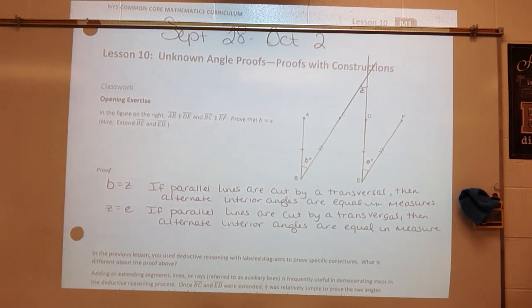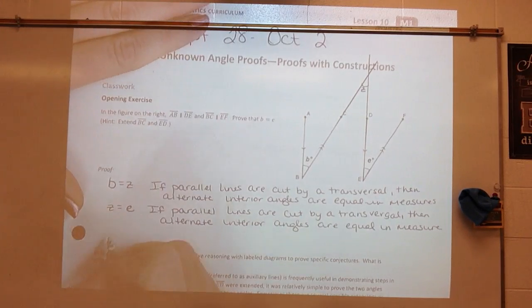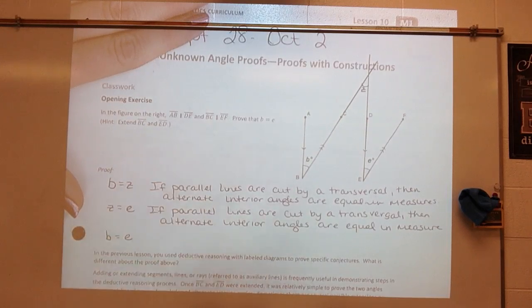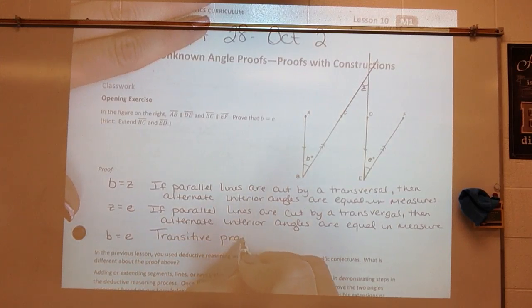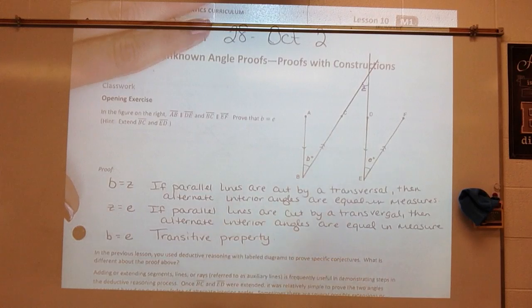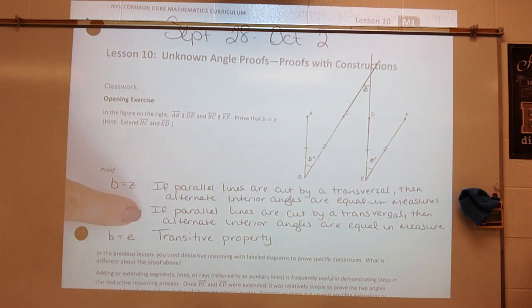Because I only have one more thing here. Guys, look at this. I know B is equal to Z and that Z is equal to E. So I can prove that B is equal to E by what we call the transitive property. All that's doing is telling me if one thing is equal to another, and that other thing is equal to something else, then the original one and the end one is equal. All right, so that's transitive property.